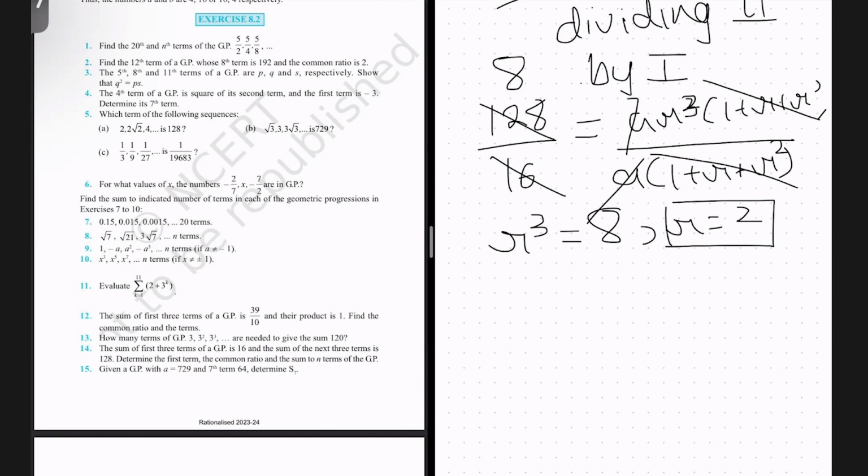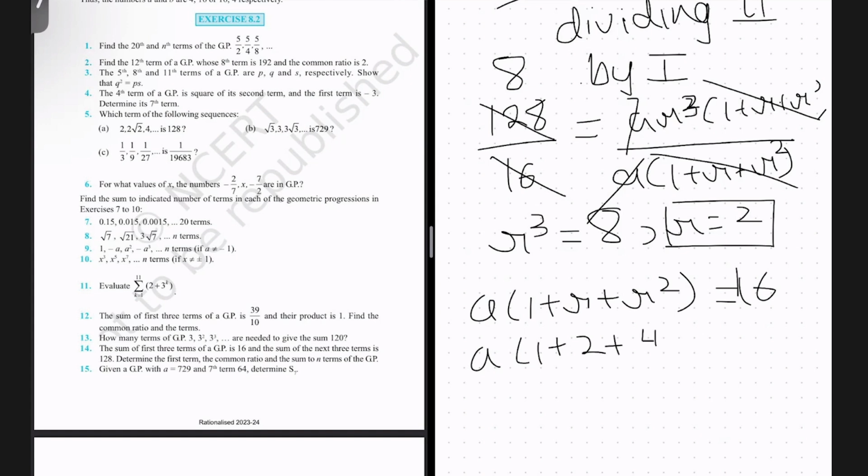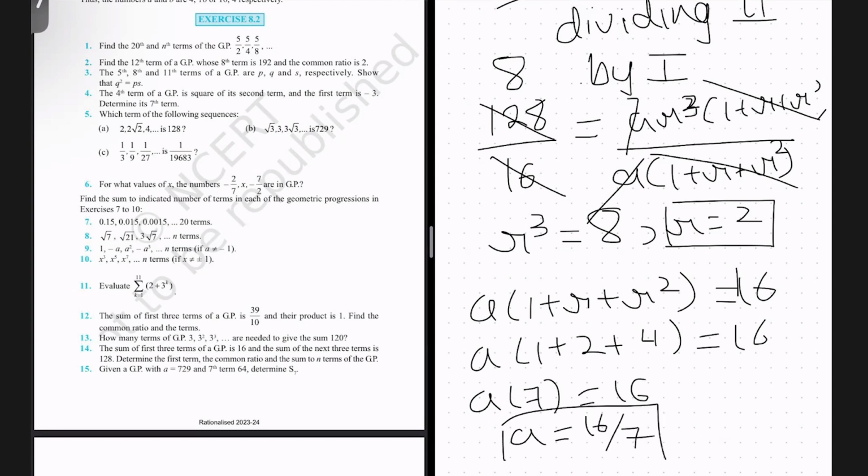So the sum of the first three terms is going to be a(1 + r + r²) equating to 16. Therefore, with r = 2, 1 + r + r² is going to be 1 + 2 + 4, so a into 7 is equal to 16. The first term of this GP is going to be 16 by 7, right?